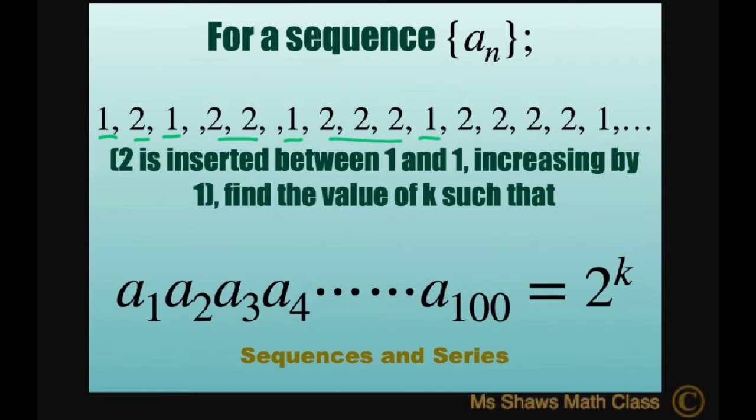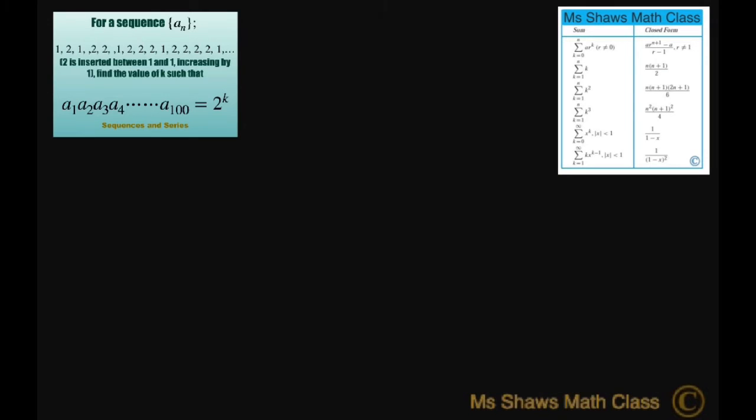So we're going to find the value of k such that when you multiply the first 100 terms together, the product is going to equal 2 to the power of k. So we want to find this k. All right. So basically, this is a lot of terms to keep writing out like this. So what we're going to do is consider a new sequence.